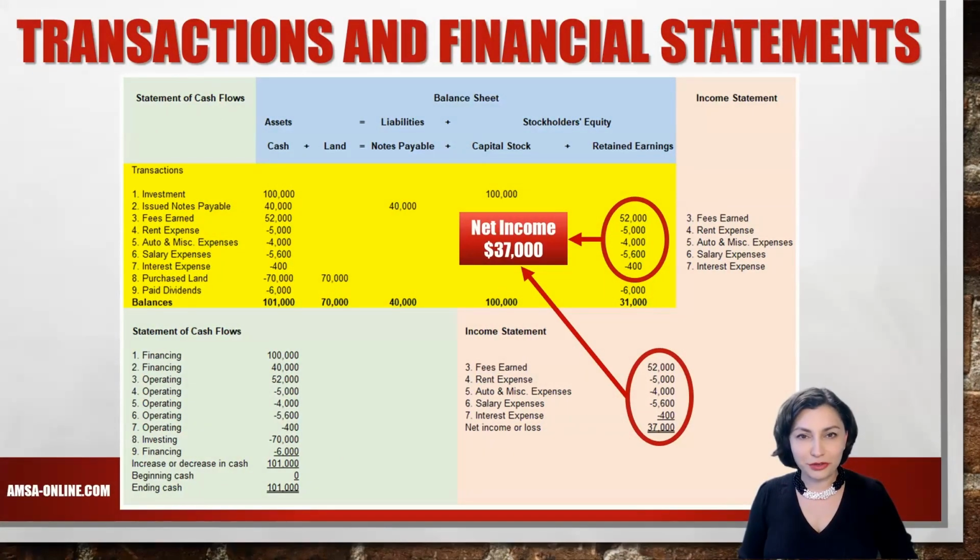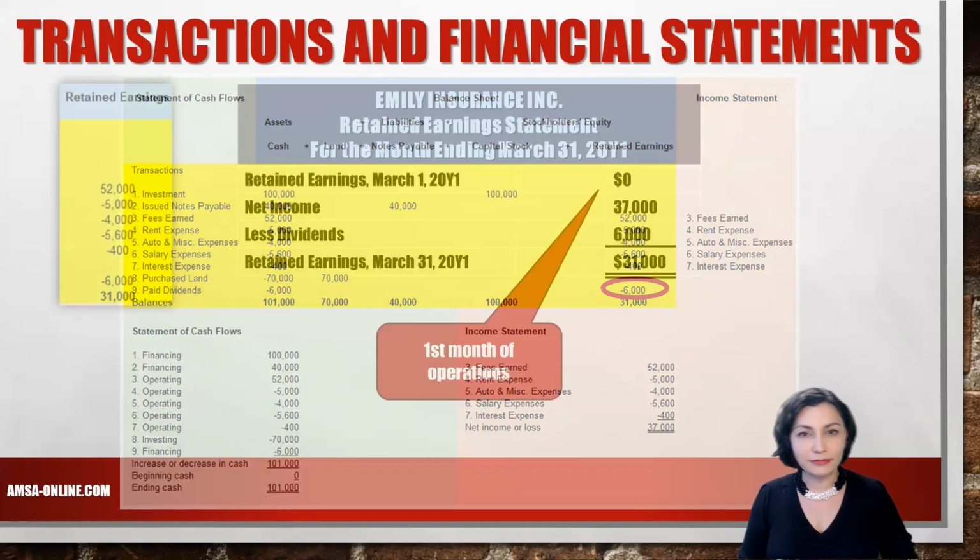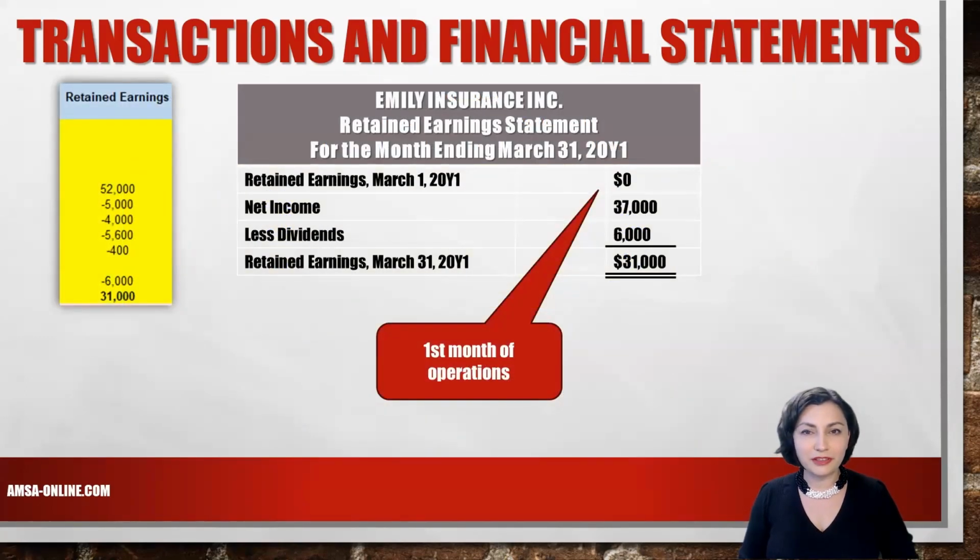Let's look at Emily's transactions. The net income is $37,000, which is the difference between fees earned and expenses. The company paid $6,000 in dividends. Note that revenue, expenses, and dividends are all listed under the retained earnings column, which is reported on the balance sheet.